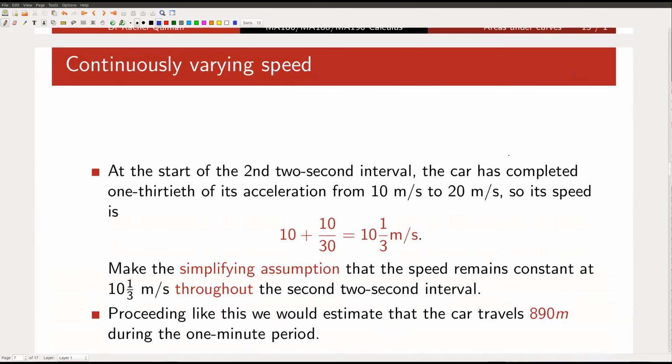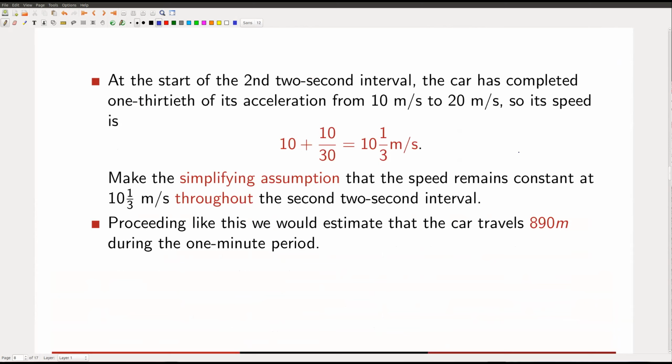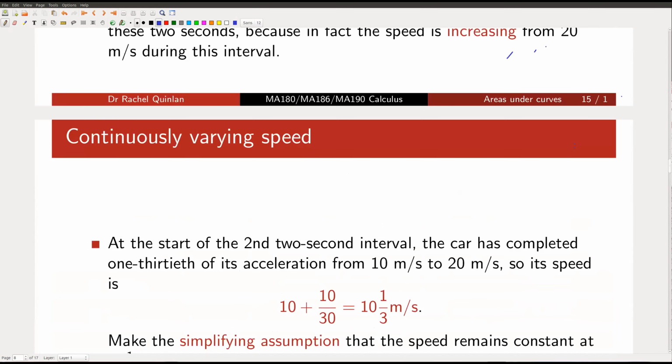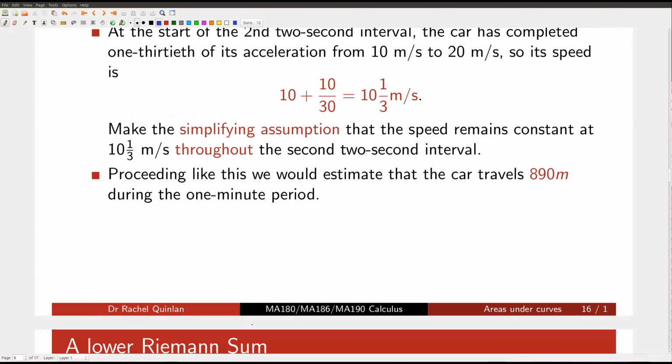This is explained in the next slide a bit better. If we break the whole thing up into these 2-second intervals and make the simplifying assumption that throughout each 2-second interval, the speed remains constant at the level it has at the start of that interval, which we can calculate because we know how the speed is varying, then we'd have these 30 vertical columns whose areas would add up to an estimate of the total distance traveled. Okay, so we could do that. And if we did it for all 30 2-second intervals, you can satisfy yourselves that I'm not deceiving you here: you would get 890 meters as an estimate throughout the whole 1-minute period of travel.